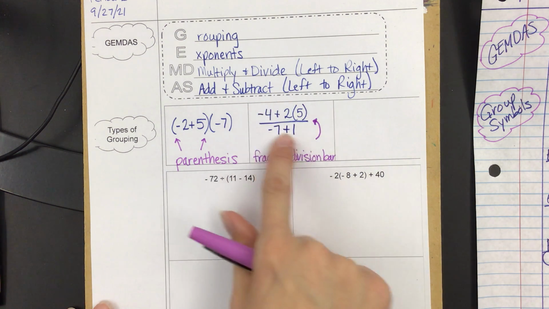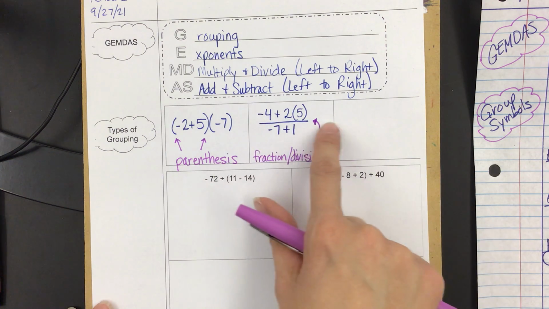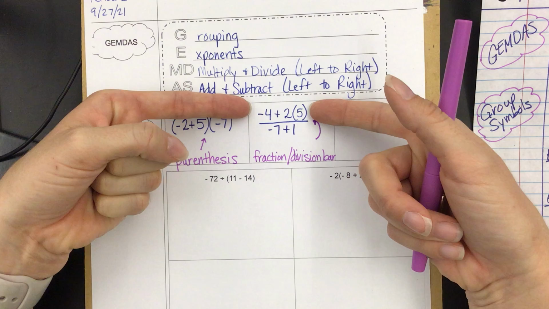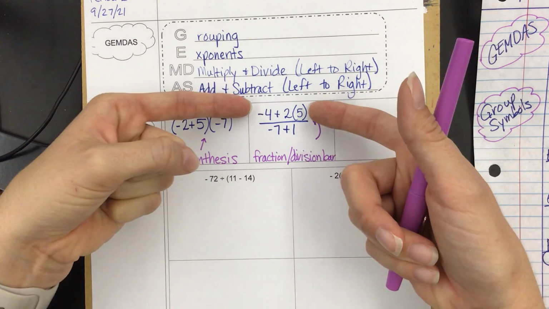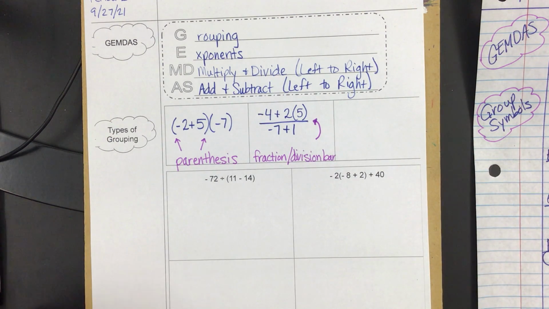And I'm going to go over an example of how to simplify something that has this fraction division bar there for you. Okay? But basically, everything on the top is one group. Everything on the bottom is another group. So you simplify the top completely and the bottom completely for that type of grouping. Okay?